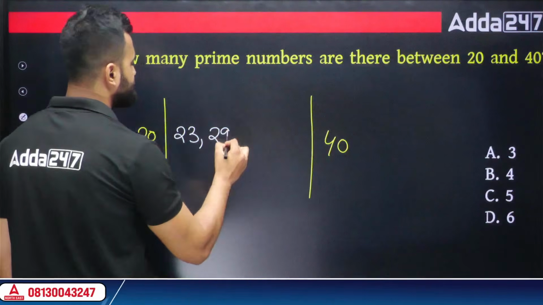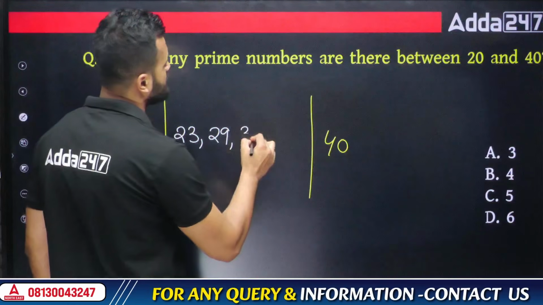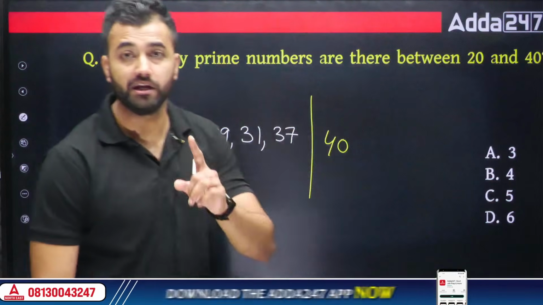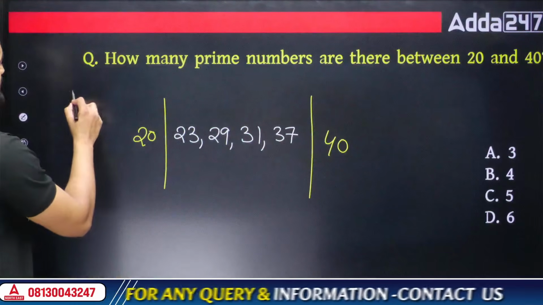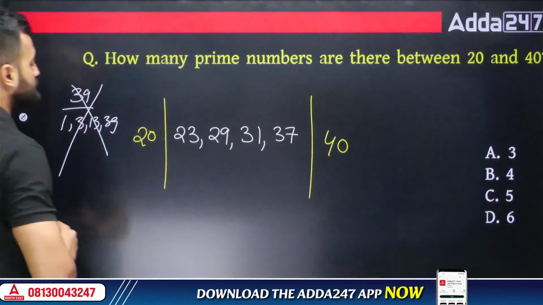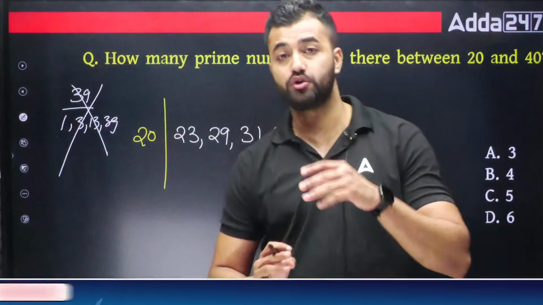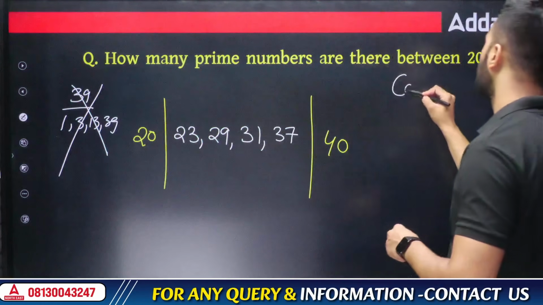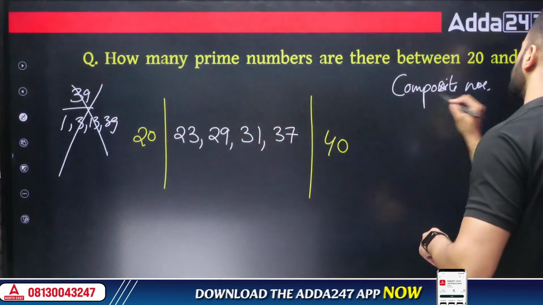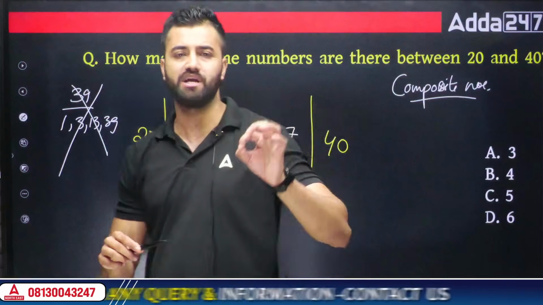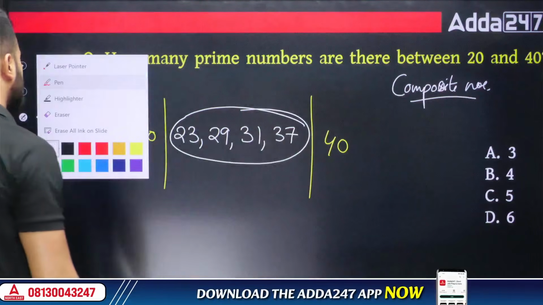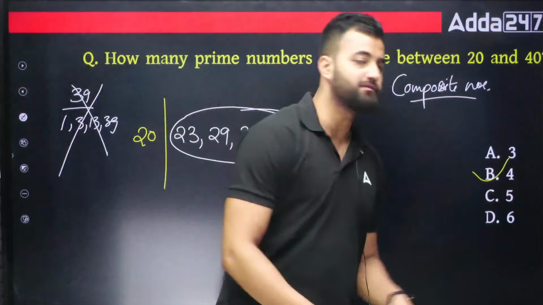29 is also a prime number. Then we have 31. Then we have 37. Anything else? No. 39, no. 39 is not a prime number. 39 has factors of 1, 3, 13 and 39. So this is not a prime number. The numbers which are not prime are known as composite numbers. Always remember that. So that means between 20 and 40, I'll be able to see only 4 prime numbers, and my answer would be option B, that is 4.